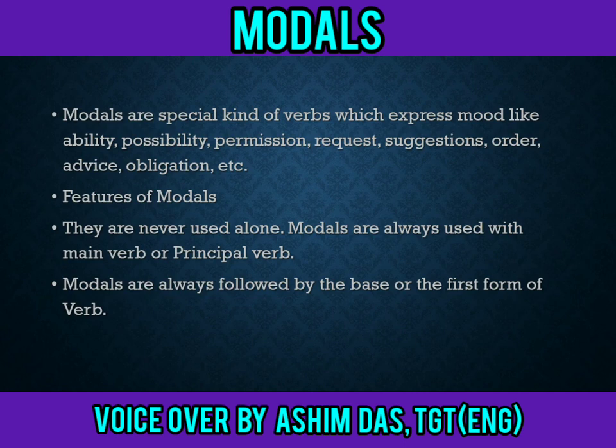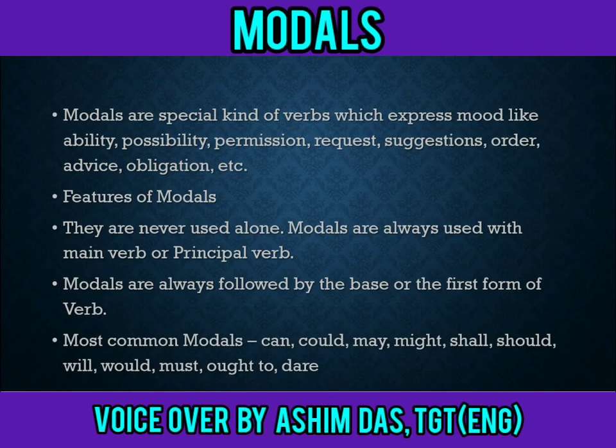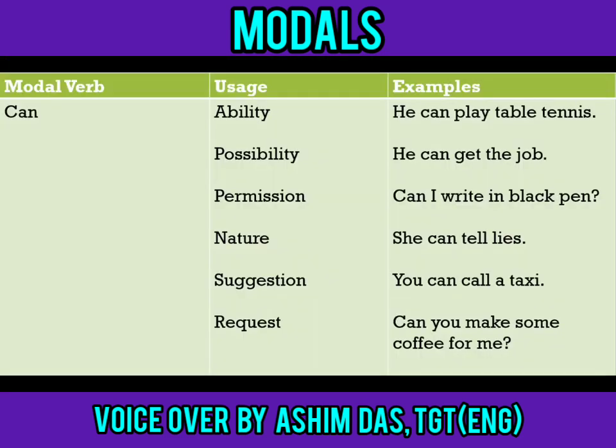Okay, so now let us look at the uses of each of the modals starting with can. The first usage is to express ability in present and future tenses. Example, he can play table tennis. The second usage is to express general possibility. He can get the job. The third usage is to seek permission. Example, can I write in black pen? You can also write, can I write with black pen?